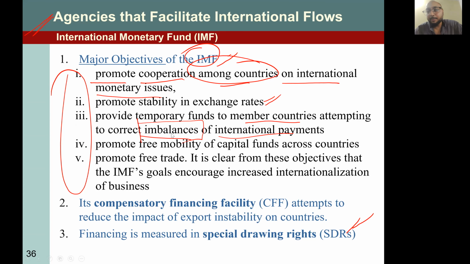They promote free mobility of capital funds across countries and promote free trade. It is clear from these objectives that the IMF's goal is to encourage internationalization of business. So if you sign up for the IMF, you must sign up for free trade as well. There are no government tariffs and all that stuff, right? Then I talk about here how they promote exchange rate stability.